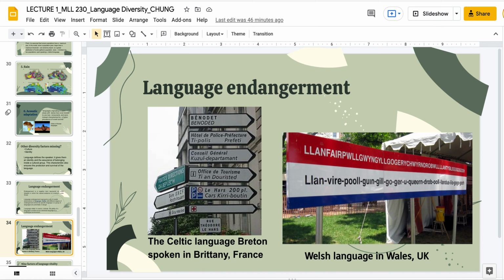Some of the languages that have been endangered in the past, and I think they're still endangered, include the Celtic language Breton, spoken in Brittany, France, right? If you go to Brittany, you'll see that there are a lot of signs, and obviously the first is in French, and the second is in Breton, right? But how much of the population actually speaks it? How much does the French government promote this language? Are they more likely to promote standard French instead?